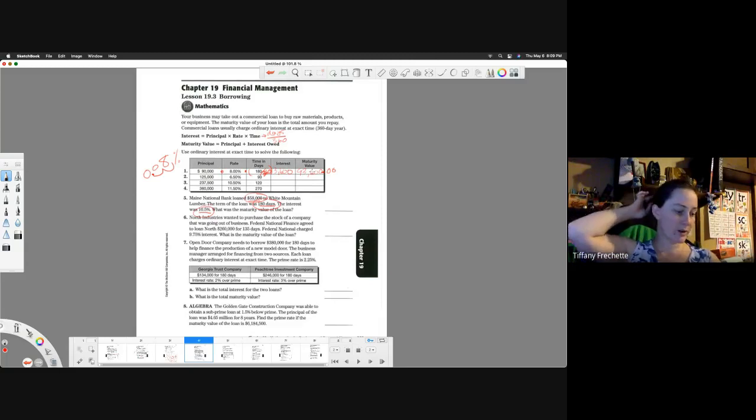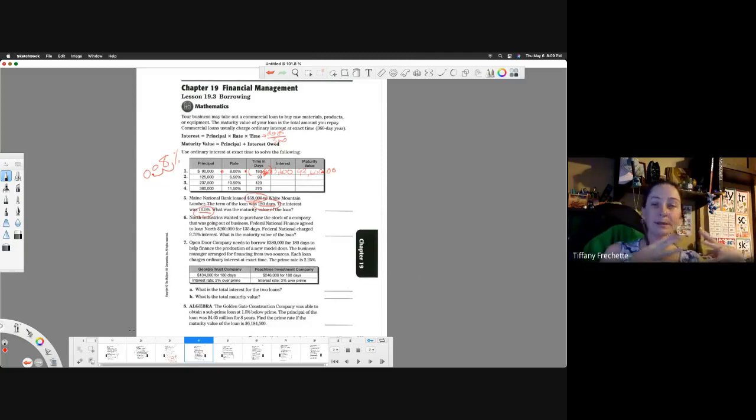All right, so I'm going to let you guys work these out. The only one I kind of want to focus on for a second is number 7, and then we'll look at the algebra one here. So Open Door Company needs to borrow $380,000 for 180 days to help finance the production of a new model door. The business manager arranged for financing from 2 sources. Each loan charges ordinary interest at exact time. The prime rate is 2.25%.